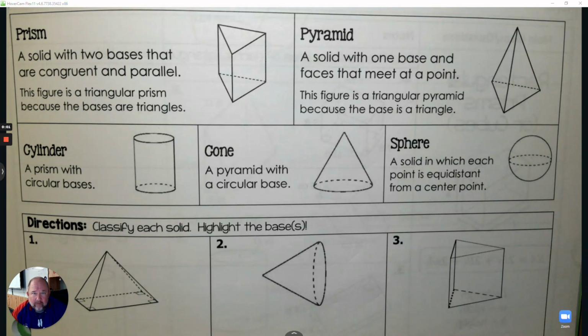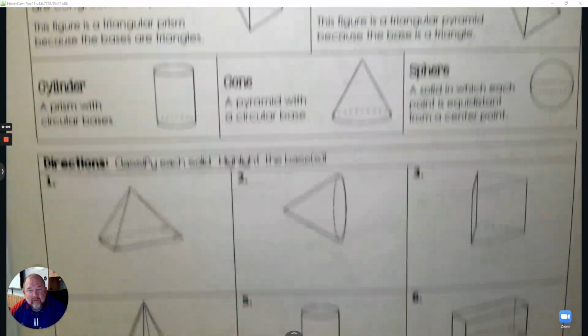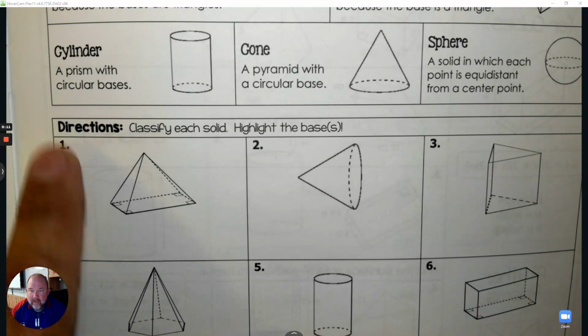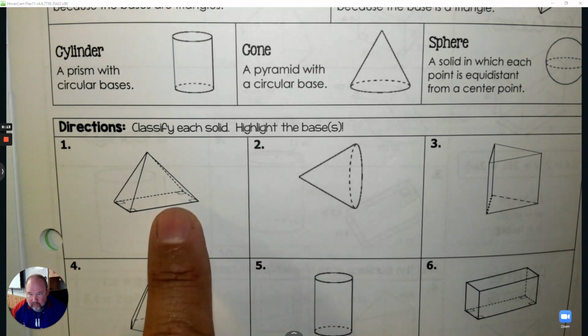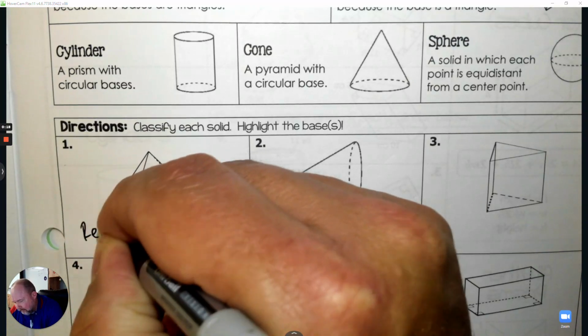Here are solids and how to name them. A solid has 3 dimensions, and so we're talking about prisms, pyramids, cones, cylinders, spheres. So, number 1, I want you to look at the base of this shape and know what shape is the bottom. And the shape of the bottom is a rectangle.